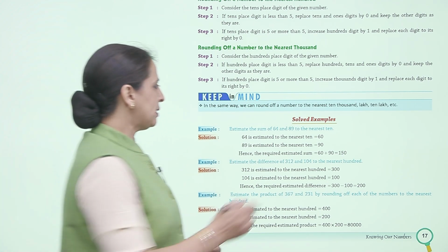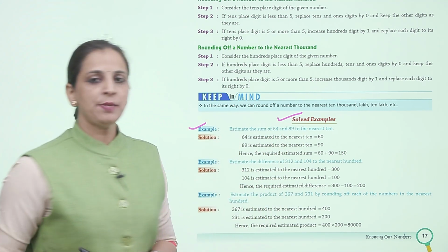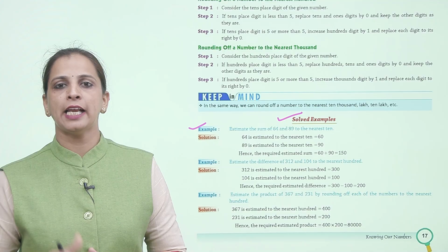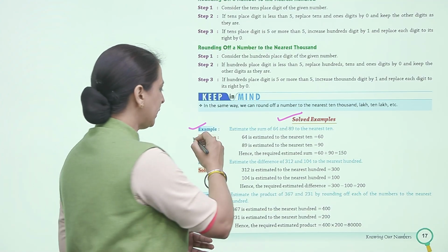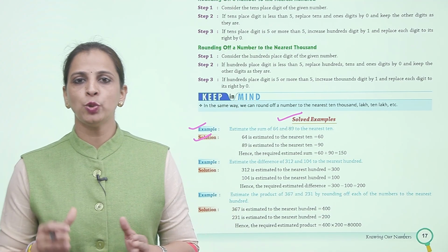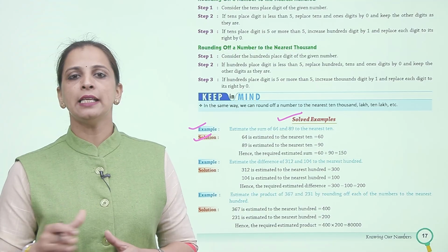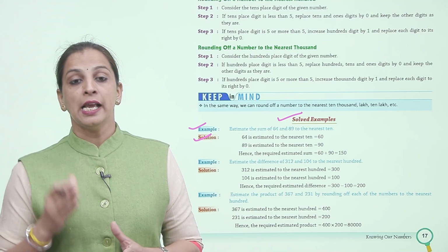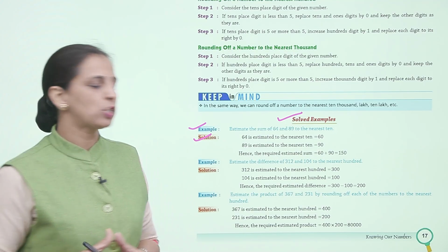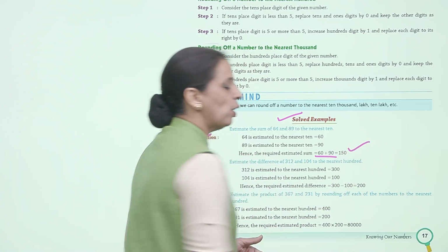Now, solved examples. Example: Estimate the sum of 64 and 89 to the nearest 10. Solution: 64 estimated to the nearest 10 is 60. 89 estimated to the nearest 10 is 90. Hence, the required estimated sum is 60 plus 90, which equals 150.